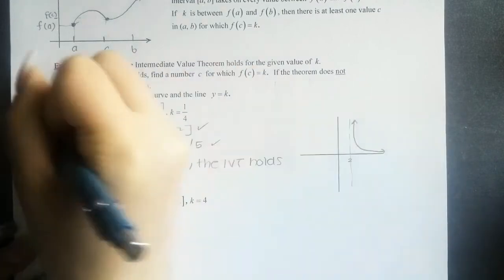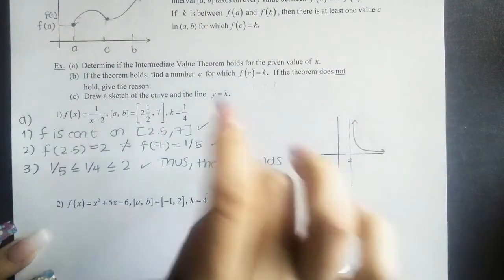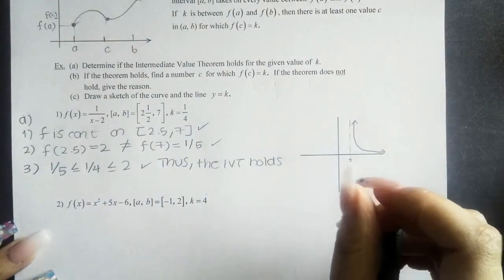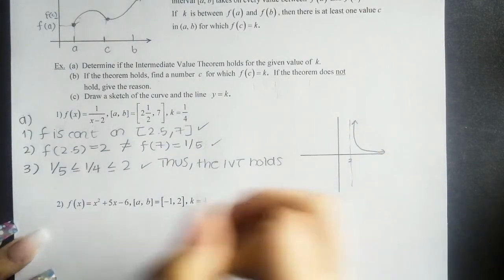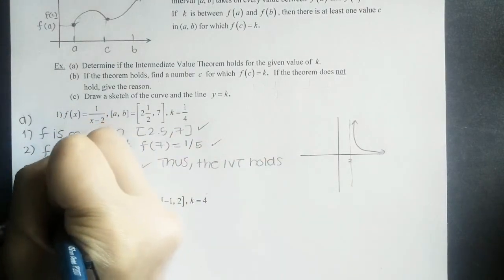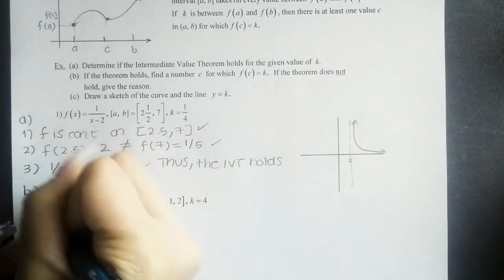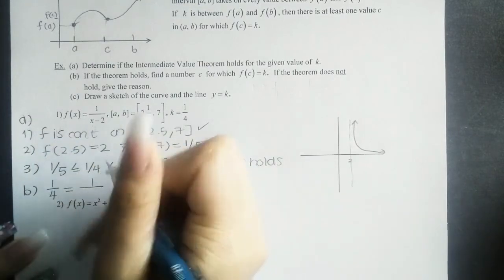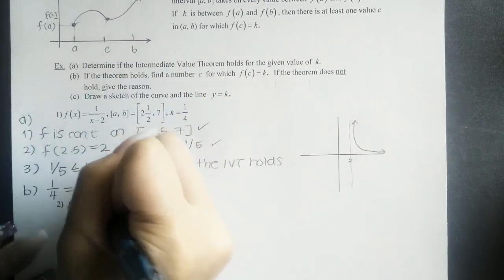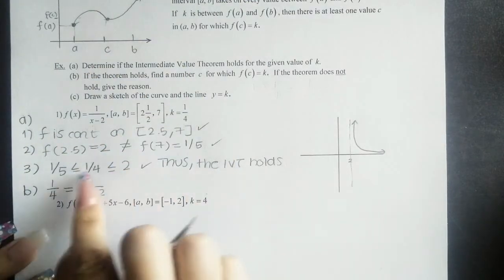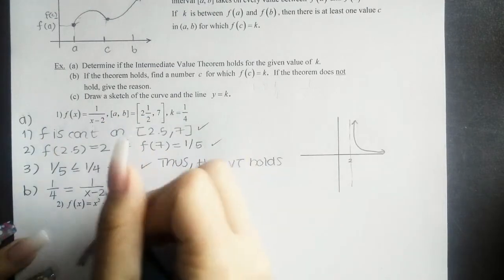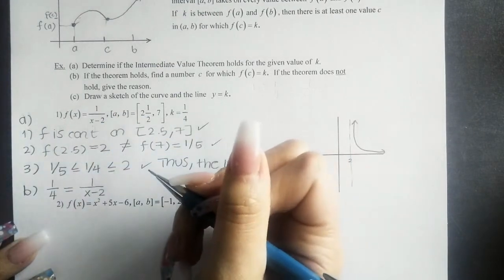Now, since the IVT holds and we're done for part A, we need to find a number c for which f of c equals k. So for B, you have that 1/4 is your k, and this is going to be the output for some value that you are looking for when you plug it in the function. So you set k equal to your equation of the function and solve it for x.